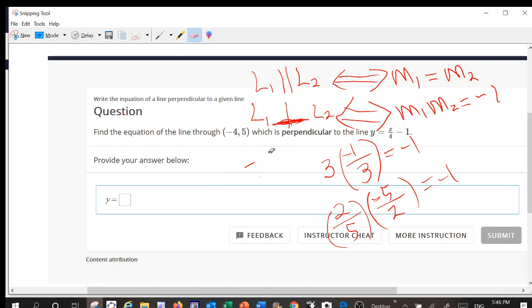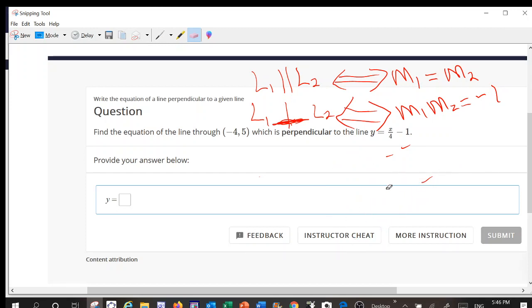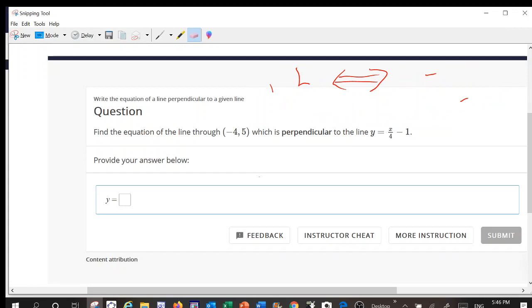So what we want in this example is to find the equation of the line through the point that we are given, which is perpendicular to this line right here. Okay, so let me erase this so we can do it. In order to be perpendicular to this line, first of all, what's the slope of this line?